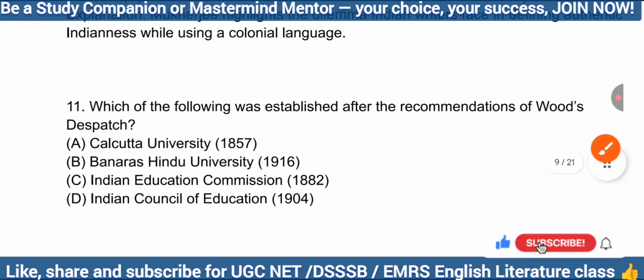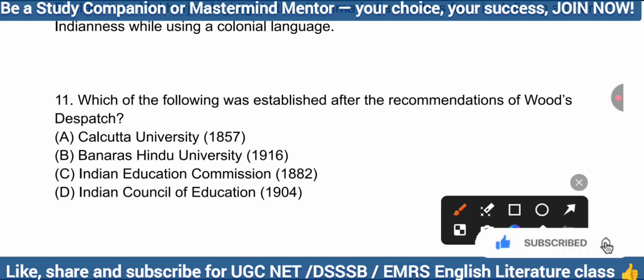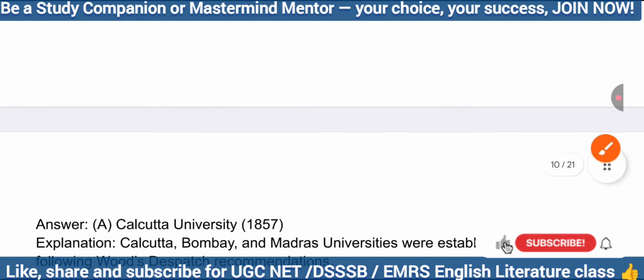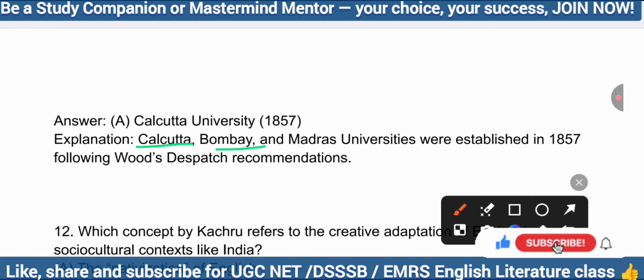Let's move on to the next question. Which of the following was established after the recommendation of the Wood Dispatch? Calcutta University 1857, Banaras Hindu University 1916, Indian Education Commission 1882, Indian Council of Education 1904. Remember, under the Wood Dispatch 1854, three major universities were established. I told you BKM, you can remember, or BMC, whatever. So it was Calcutta University. Under which commission was Banaras University established? Comment your answer if you know. Correct answer: Calcutta University. Remember, Calcutta, Bombay, Madras universities were established in 1857 following the Wood Dispatch recommendation.